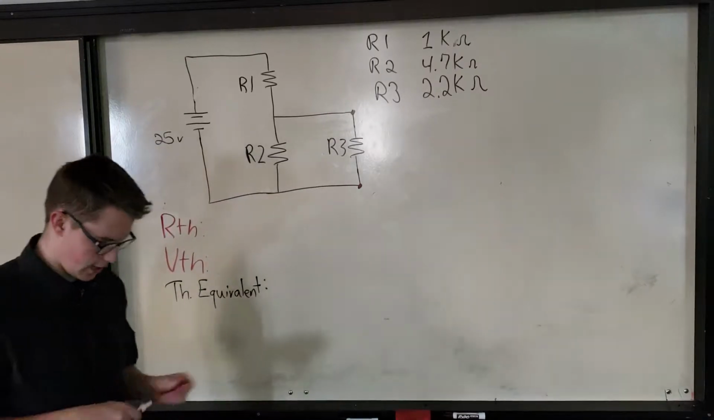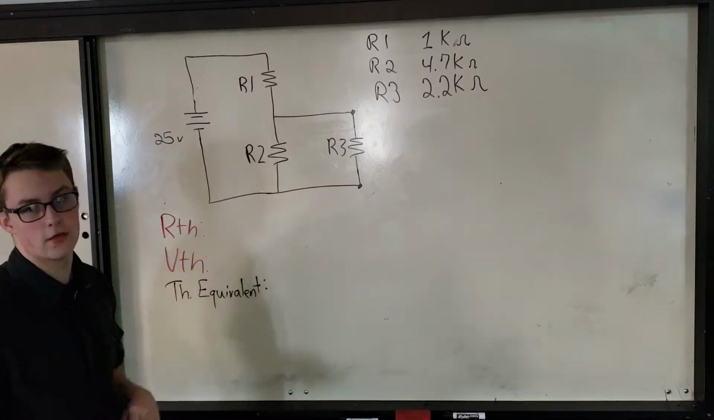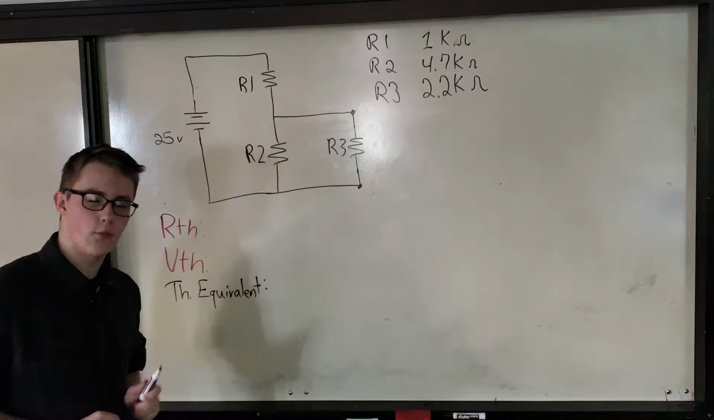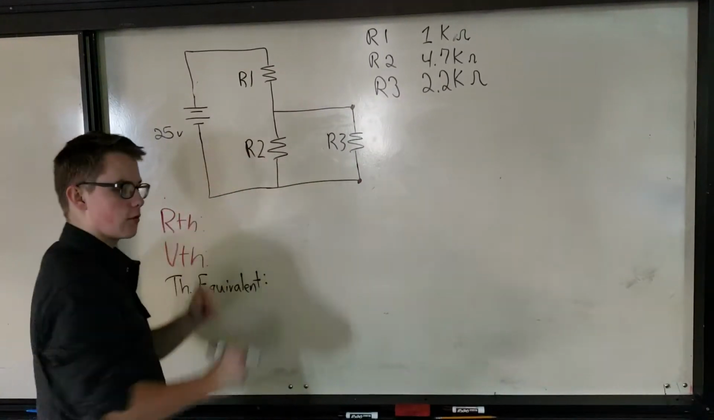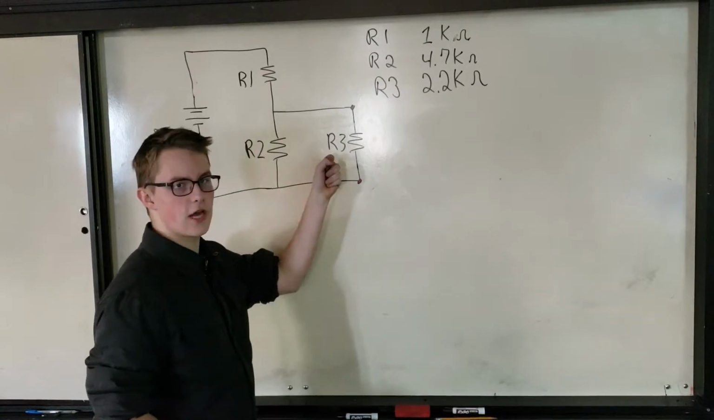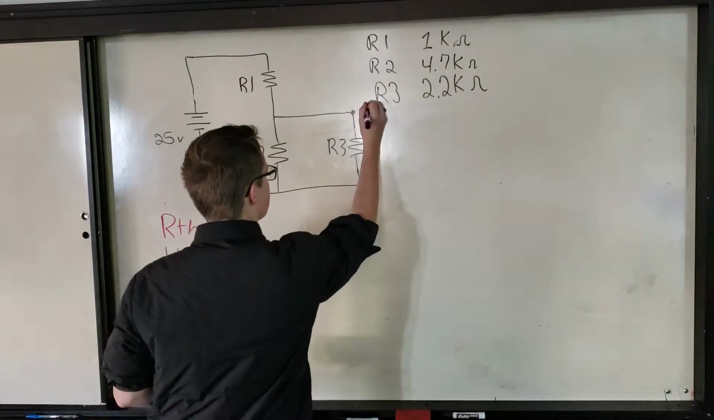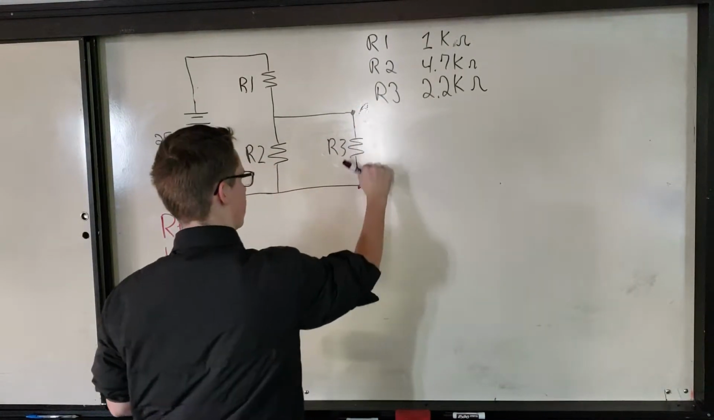So we're going to begin our analysis with this circuit here. We're going to do step 1: identify a resistor to solve for. We're going to choose R3. So this is now considered our load circuit, and we're going to identify its nodes, A and B.